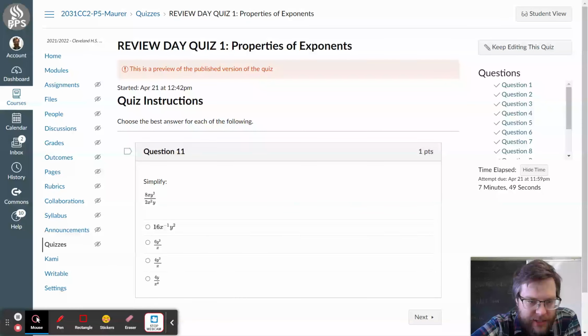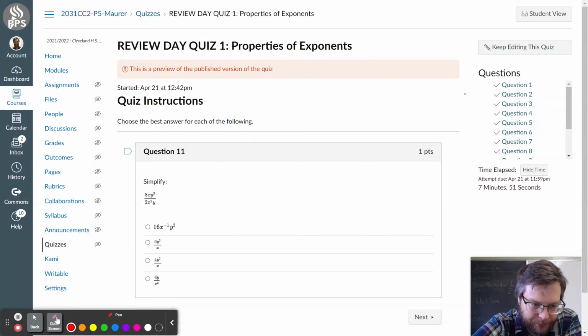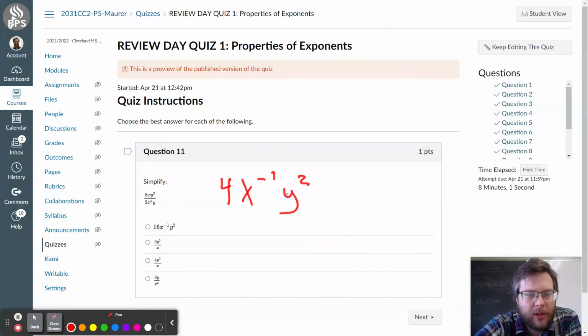Then same sort of idea, you just divide your like terms. 8 divided by 2 is 4. X divided by x squared is x to the negative 1. Y to the third divided by y is y squared. What I'm doing is just subtracting top minus bottom powers.